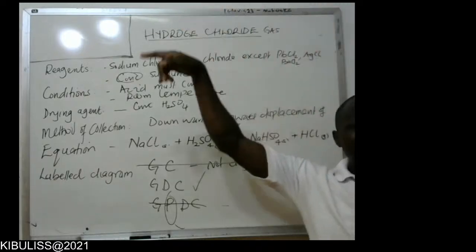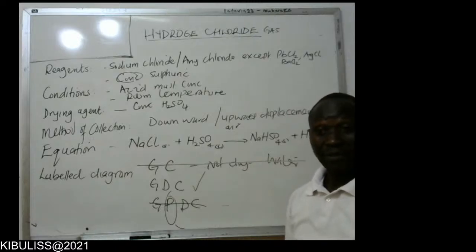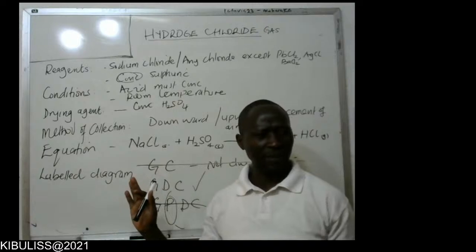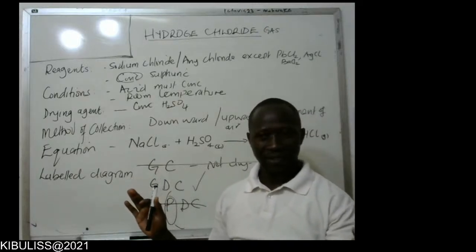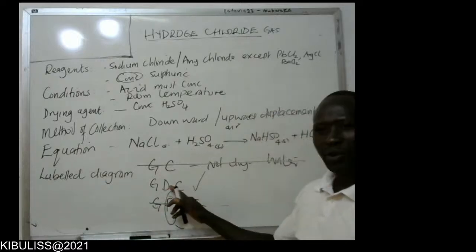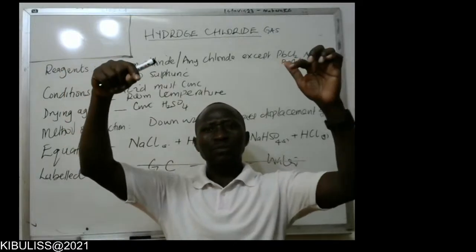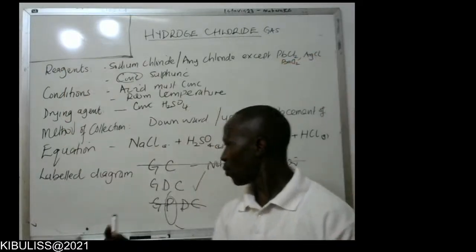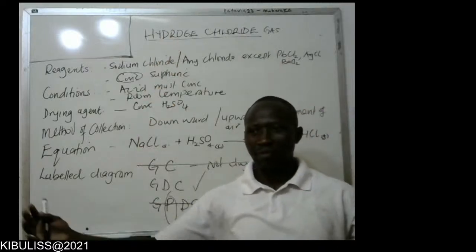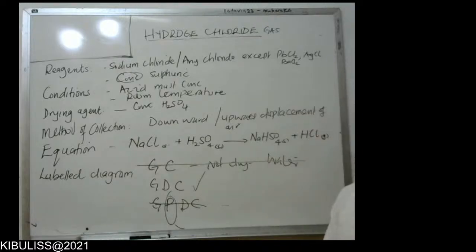You can figure out a diagram without a teacher right now. How many setups are there? 3 setups. Generation setup. What does it contain? A flask, a thistle funnel, and a delivery tube. What about the drying chamber? A wash bottle, delivery tubes, and sulfuric acid. What about the collection point? Gas jar and delivery tube. You can connect the three and come up with a diagram without a teacher.